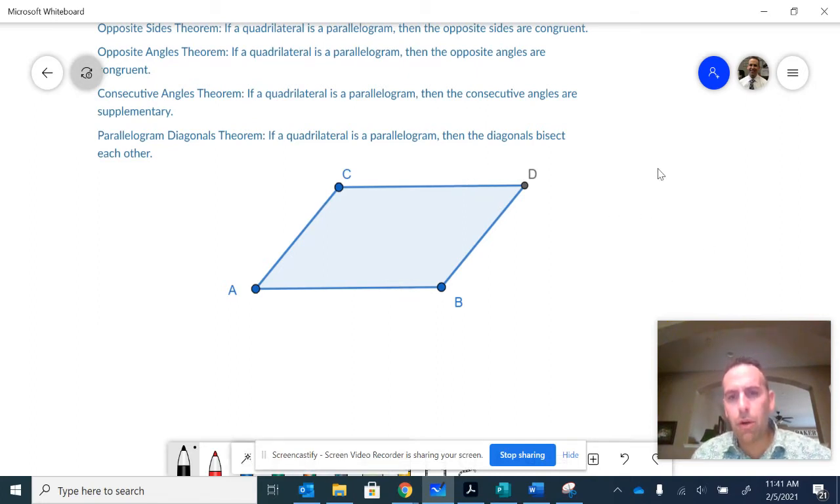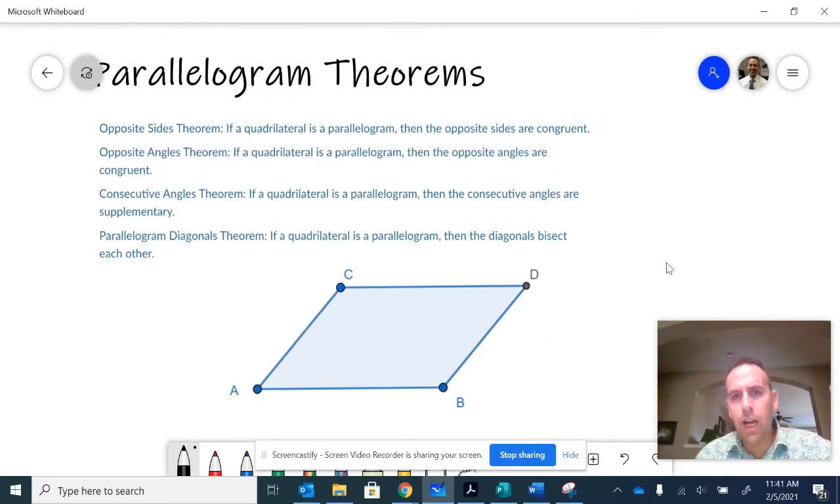So we're going to make that assumption. Let's look at some of the theorems. Number one, the opposite sides are congruent. So we're going to say that AC is congruent to BD and AB is congruent to CD in length.